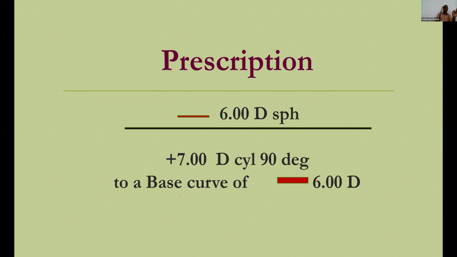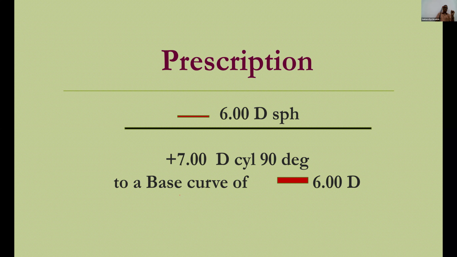Spherical component. How to find the sphere? Subtract, I told you. Now your sphere is how much? Plus 1 minus of bracket minus 6. So it becomes plus 7. Plus 7 sphere, over.